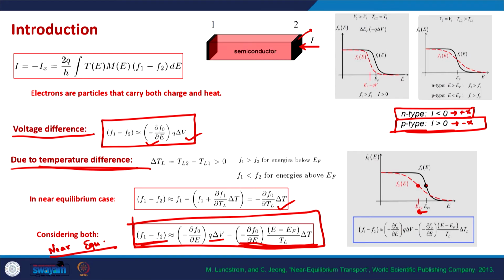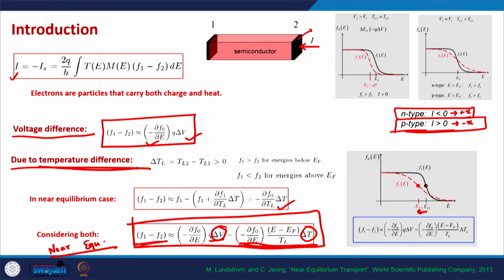So with this background, what we can say is that the current will conduct because of two driving factors. One is the voltage difference, and second is the temperature difference across the conductor. In order to properly model the current in any conductor, we need to take into account both of these parameters while doing the actual current calculation.